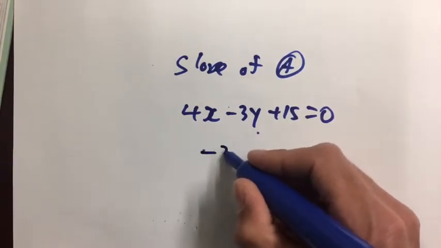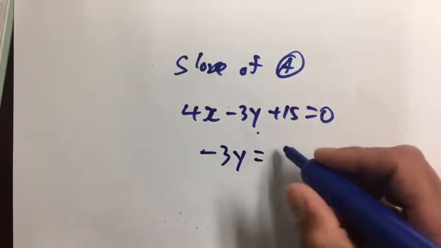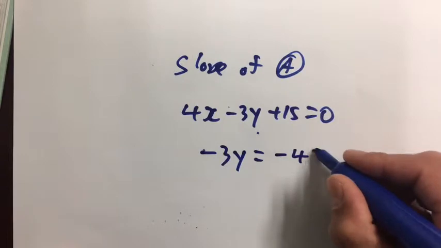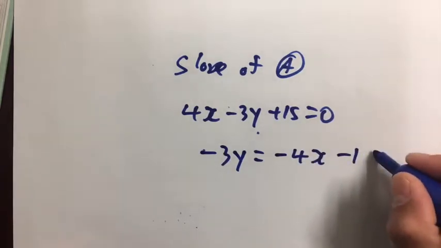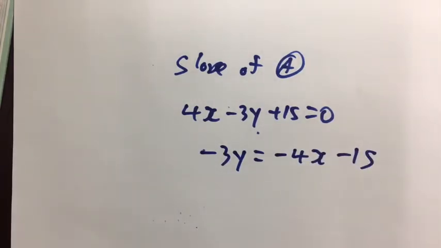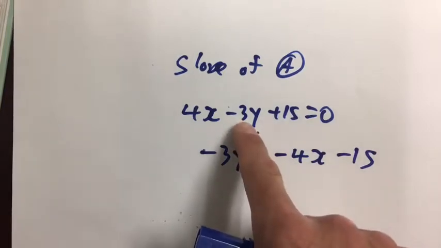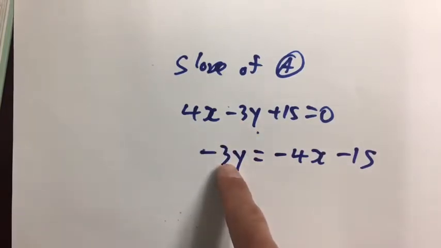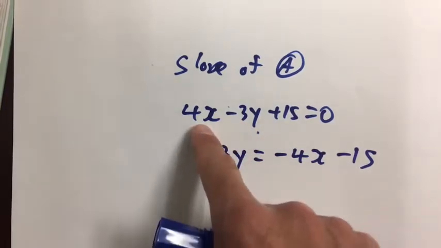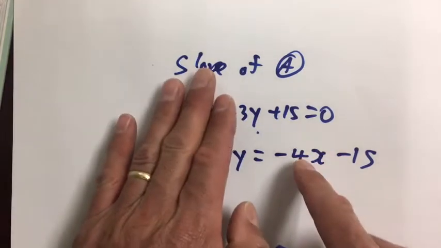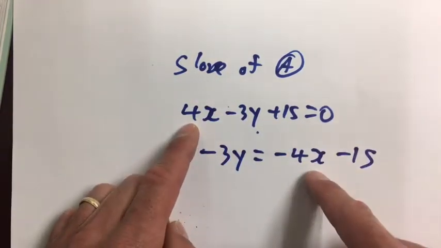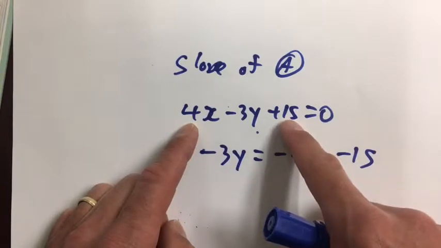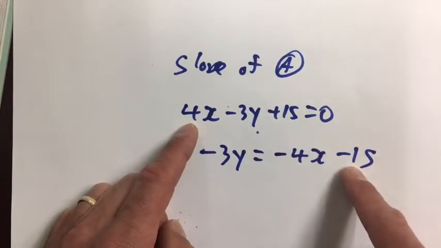So I've got negative 3y is equal to negative 4x minus 15. Now, what did I do? I left the 3y where it was. I subtracted 4x from both sides to make it disappear on this side, so it's appeared over here. And I've subtracted 15 from both sides. That's why it's over there.